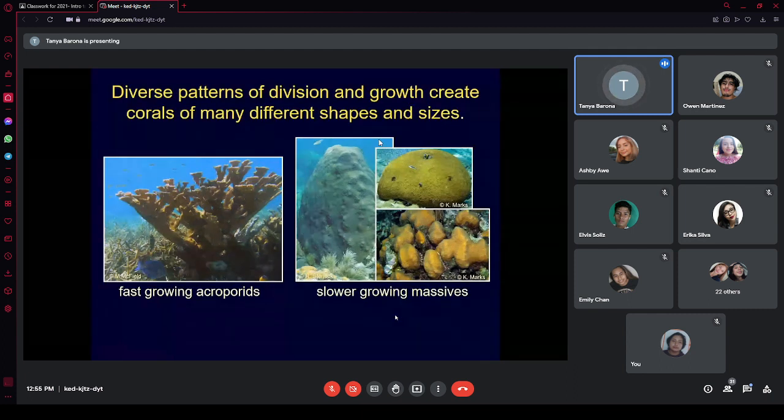They can grow in different shapes and forms. We have fast-growing branching corals, and then we have the slower-growing massive corals. And I'll show you a video that, it's a simple video, but it's going to demonstrate how corals grow.